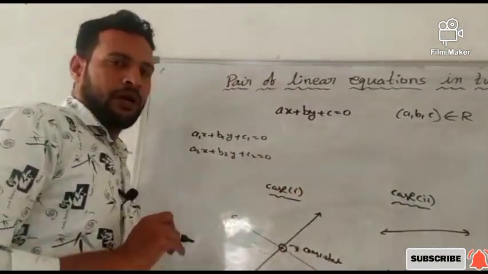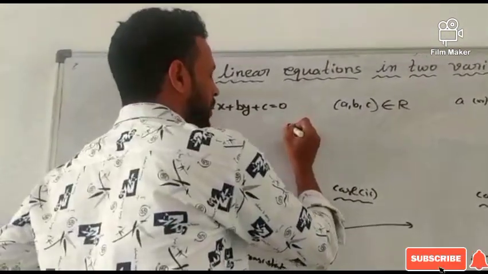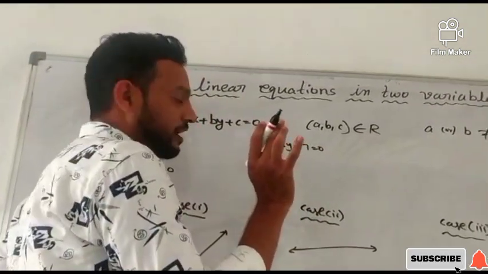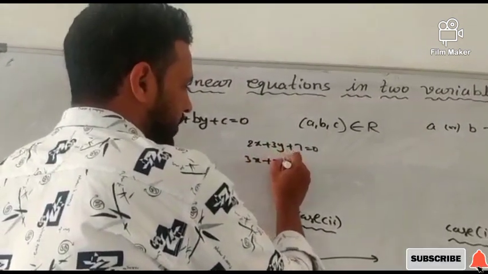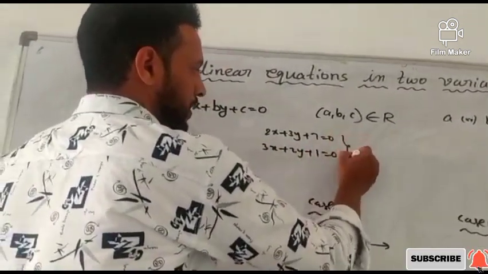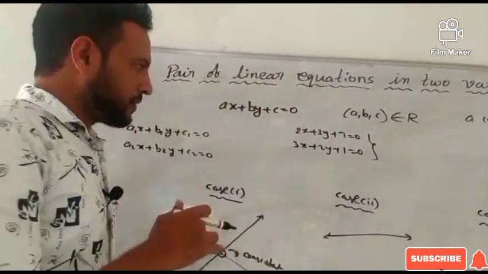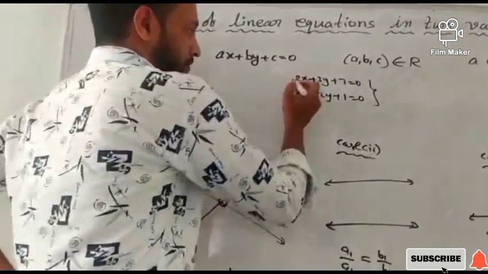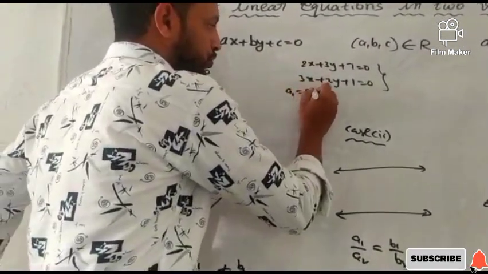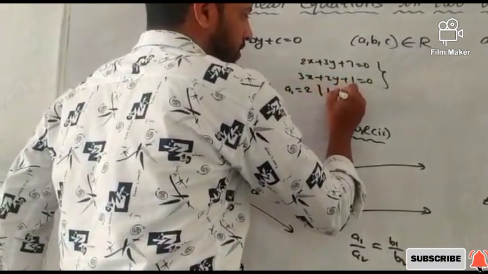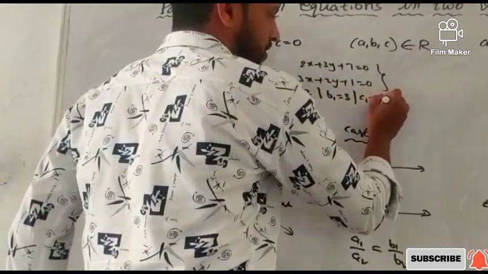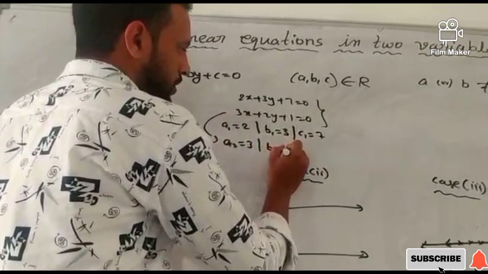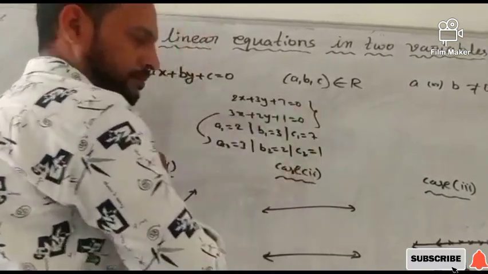Now we will take one example. Okay. Check 2x plus 3y plus 7 is equals to 0, we are taking a pair of equations here, and 3x plus 2y plus 1 is equals to 0. I am taking a pair of linear equations. Now I am checking the relative positions of these two lines. So see here, from the first line a1 is equals to 2, b1 is equals to 3 and c1 is equals to 7. From the second line, a2 is equals to 3, b2 is equals to 2, c2 is equals to 1.